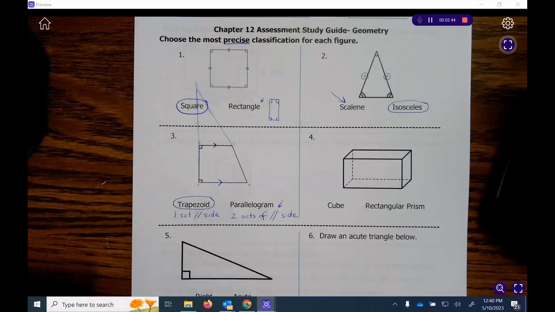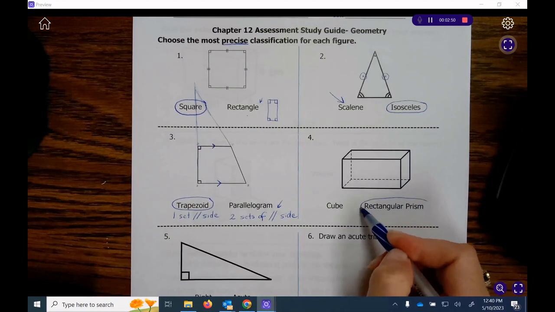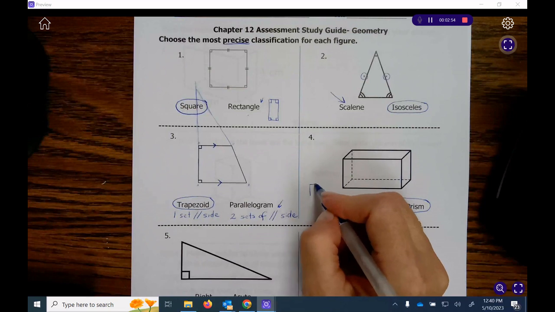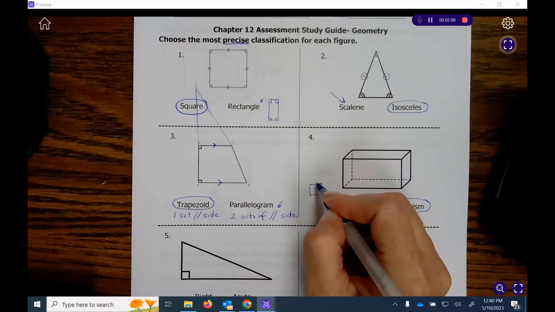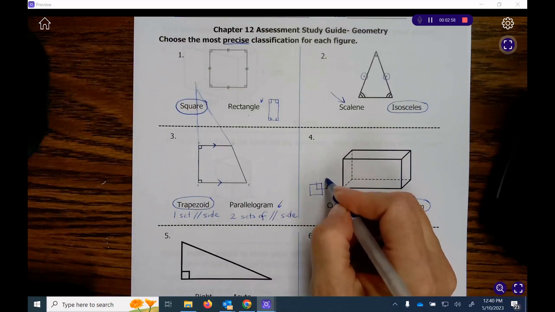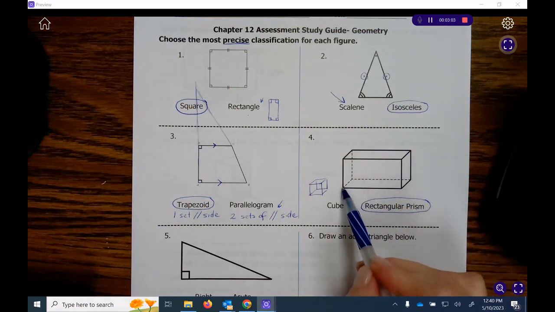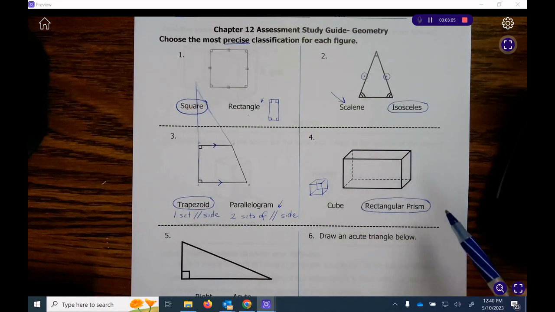Question number 4. This is a 3-dimensional object. It is a rectangular prism. It is not a cube. A cube would have to have all of the sides the same length. And in this case, the length here is longer than the width or the height. So that makes it a rectangular prism.